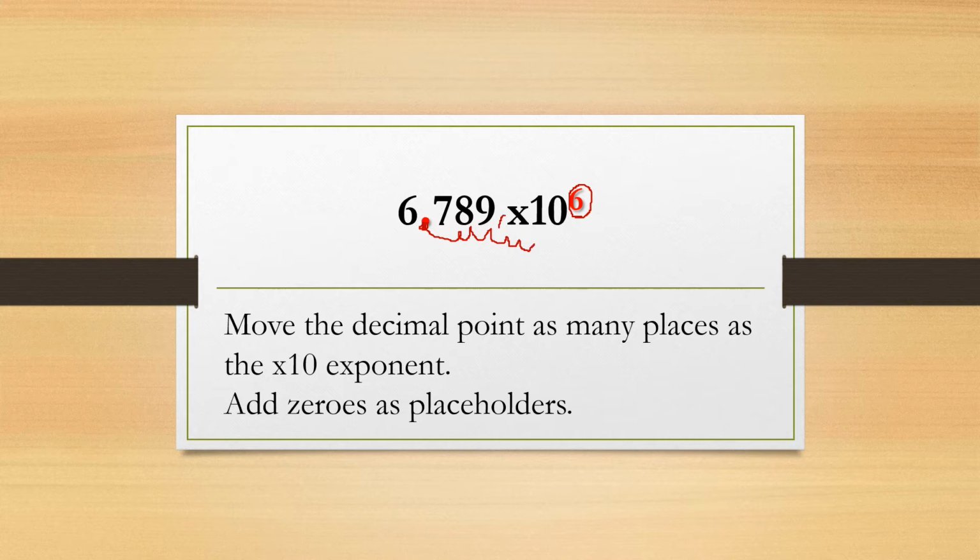I ran out of numbers. So that's where, when you run out of numbers and you still have to keep going with the decimal, that's where you fill in the zeros for placeholders. That's how you know when and where to put the zeros back. And then there's the decimal right there.